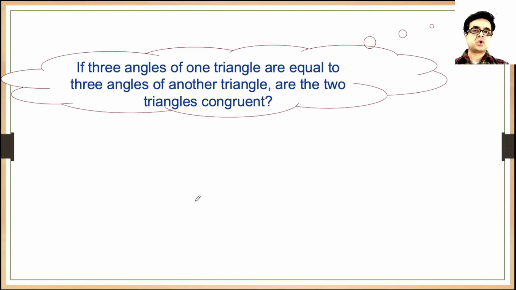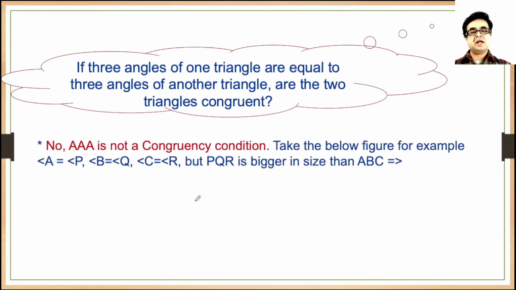That's a question that automatically comes to mind. Why is that not a congruency condition? Three angles are equal, right? And AAA is not a congruency condition. So don't get into a trap if you see three angles equal, assuming those triangles are going to be congruent or duplicates of each other.